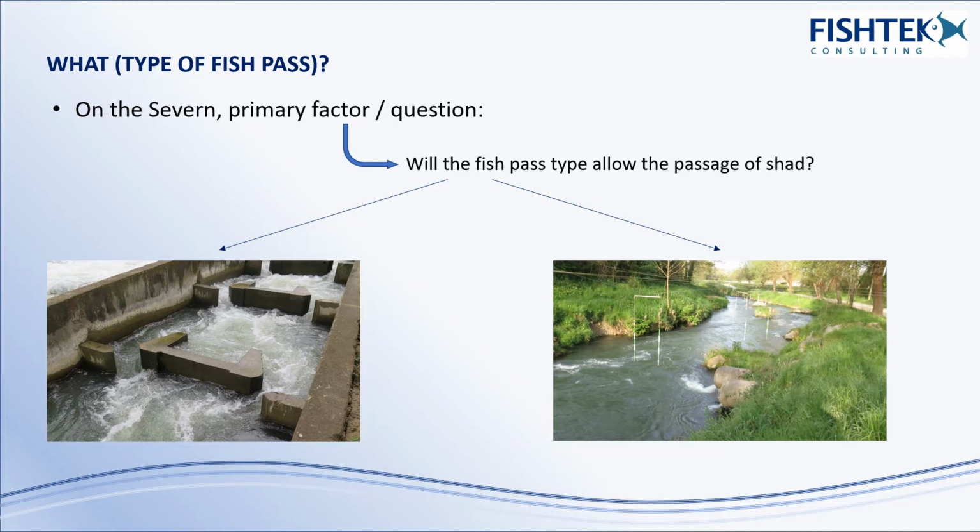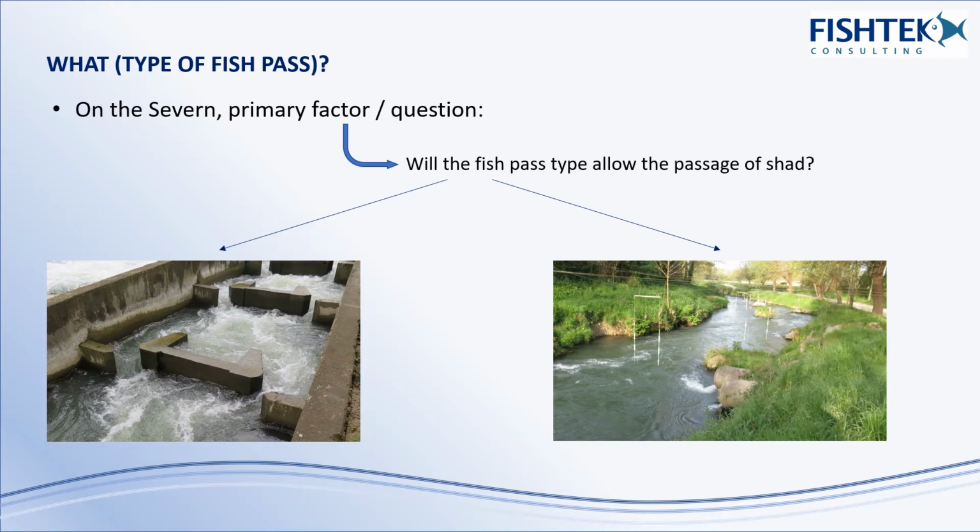There's an image of this on the left-hand side of the slide now. I'm sure many of you will be familiar with this type of fish pass. It's quite common in places like France and the USA, and it's very good for passing a large range of fish species.